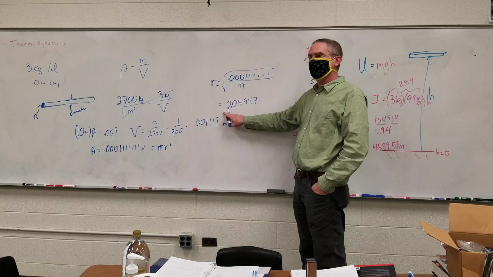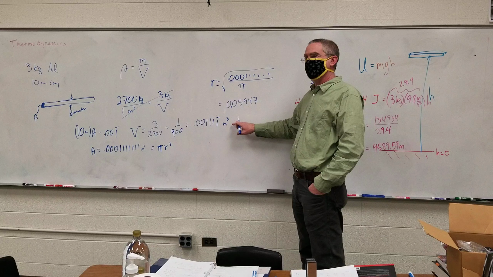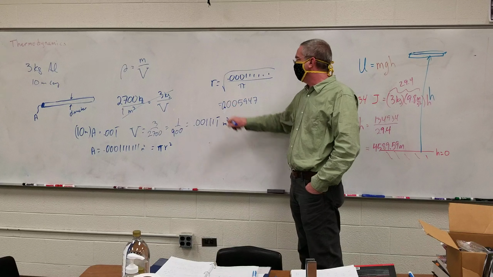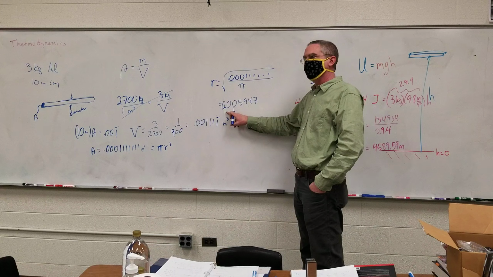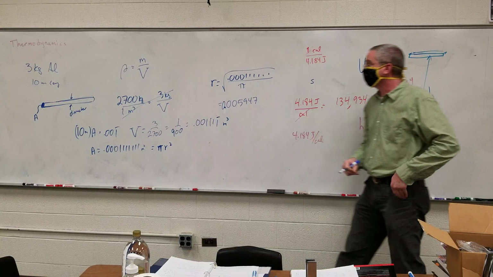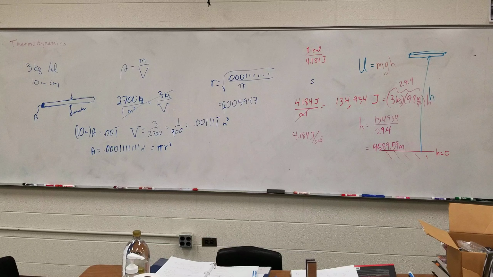I got 2 zeros. You got 0.00? 0.00. Ah, okay, okay. Sorry. All right, so 2 zeros after the decimal point. All right, then you're insane. Okay. So that's the radius.